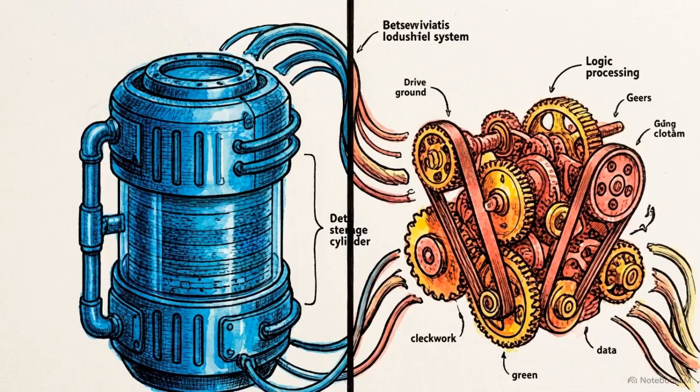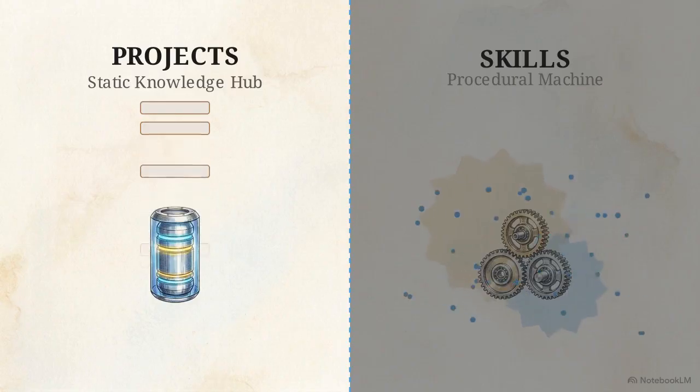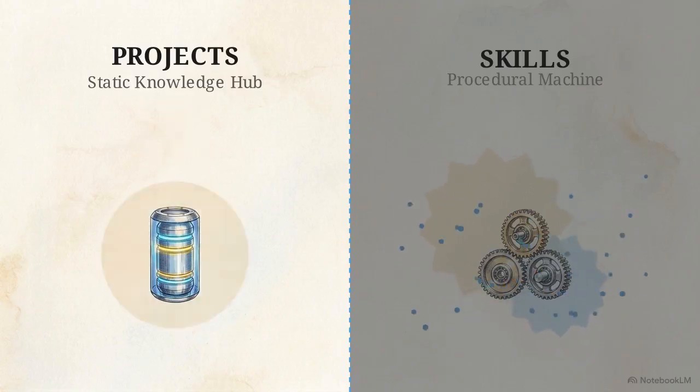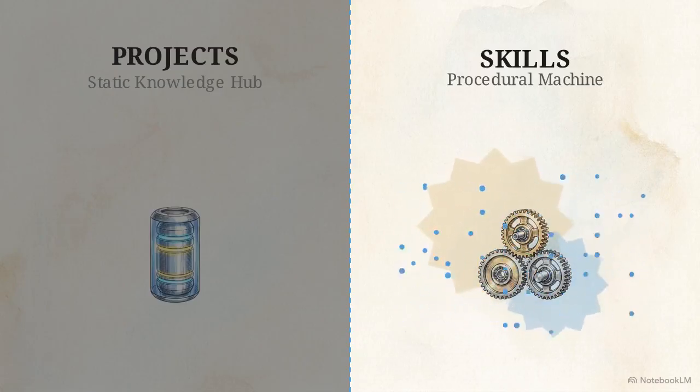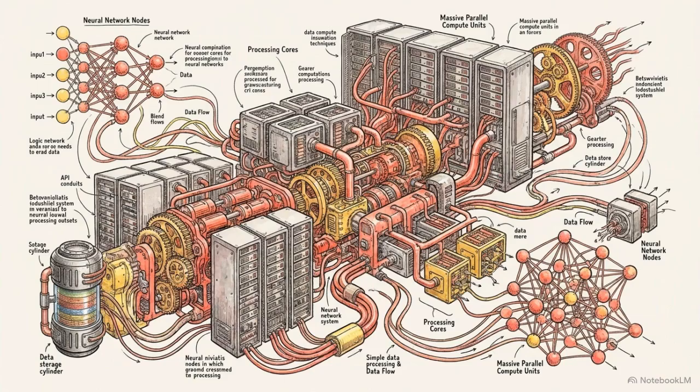This creates a technical division between the two primitives. Projects serve as the static knowledge hubs, storing the data. Skills serve as the procedural machines, executing the task. By decoupling logical execution from static context, skills convert the model into an active computation engine.